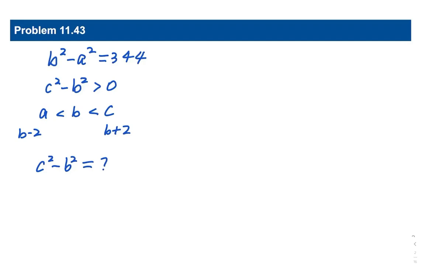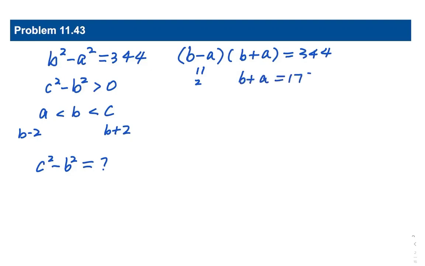b squared minus a squared equals 344. So b minus a times b plus a equals 344. b minus a equals 2, so b plus a equals 172. And a equals b minus 2, so 2b equals 174. b equals 87.